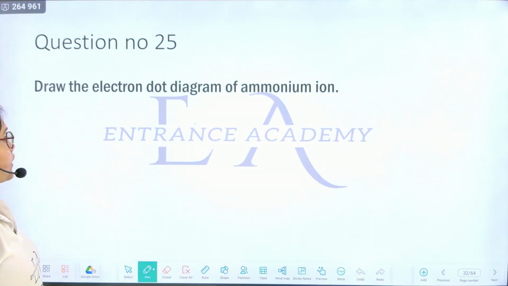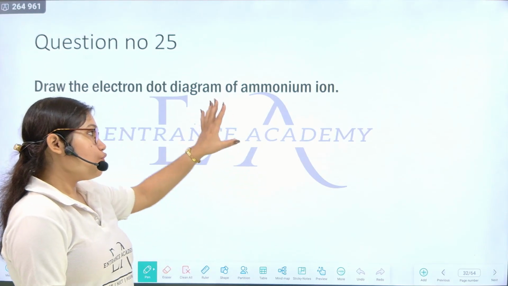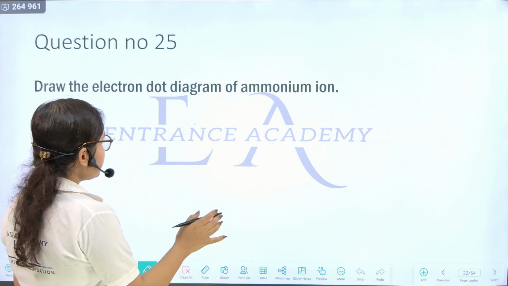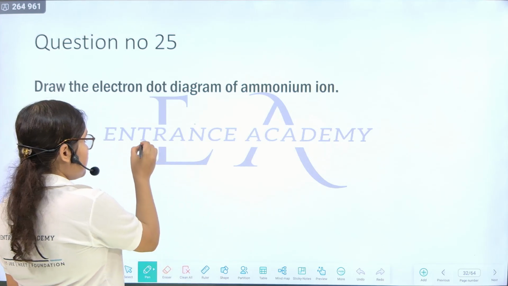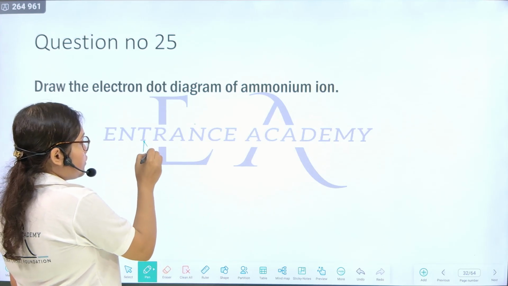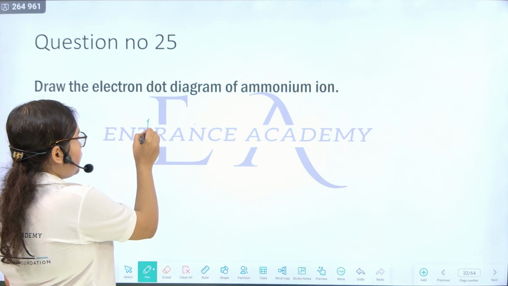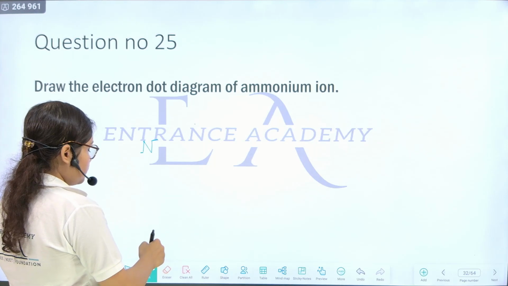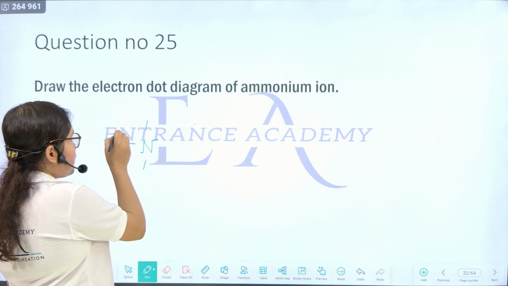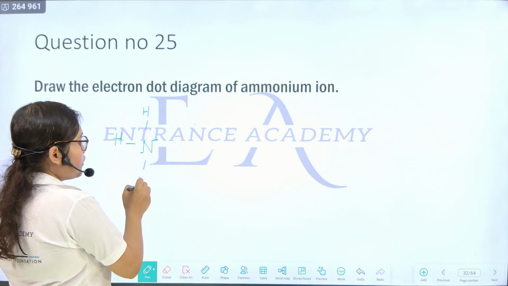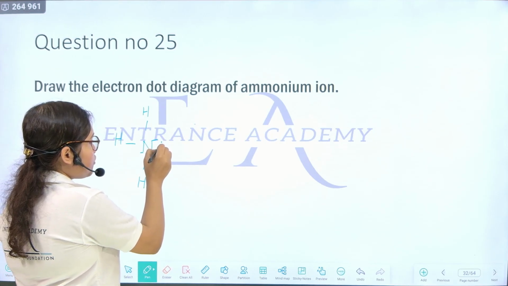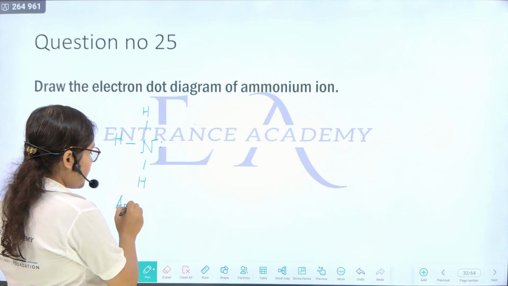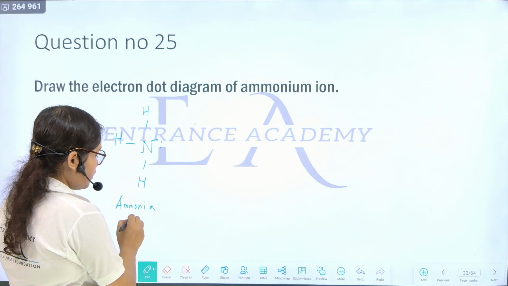Next is draw the electron dot diagram of ammonium ion. So to draw the electron dot diagram of ammonium ion, firstly, this is the question from chemical bonding. First, draw the structure of ammonia. First, you need to draw the structure of ammonia, that is this. Please mention the lone pairs. Draw the lone pairs also. This is the structure of ammonia, and write down the name, that is ammonia molecule.